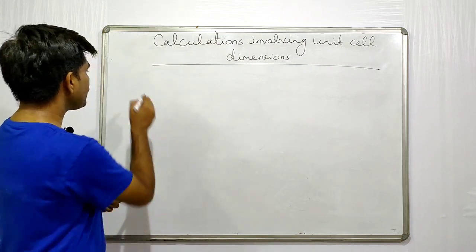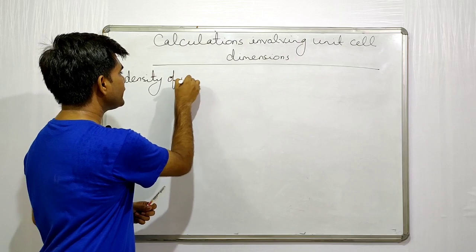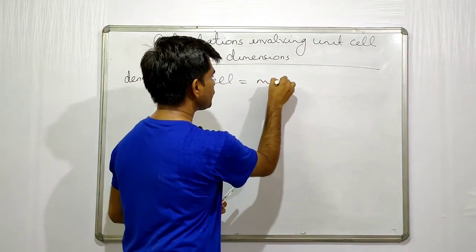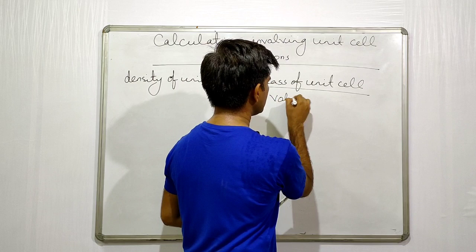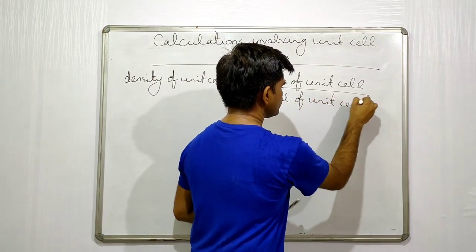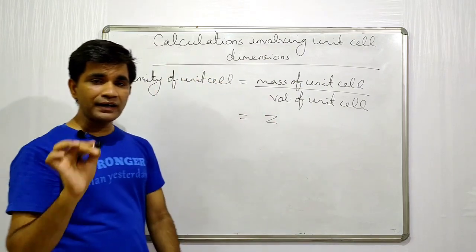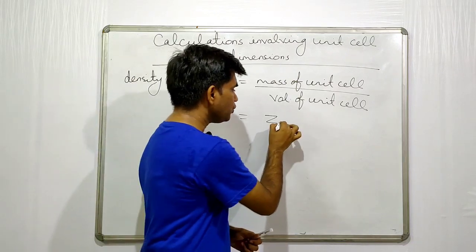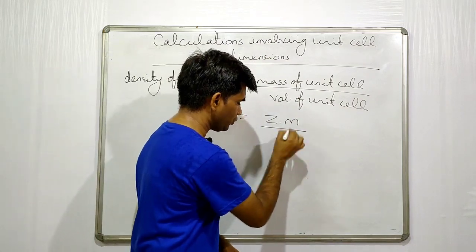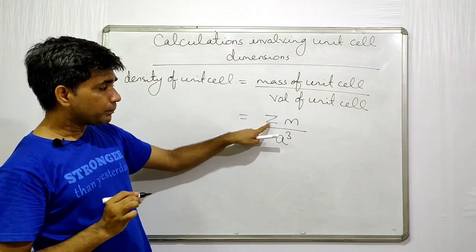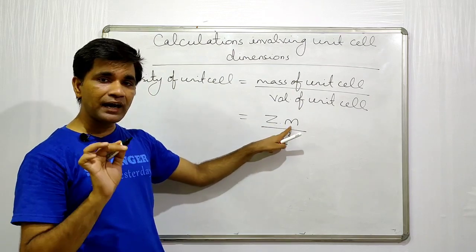As we know, density of a substance is equal to mass upon volume. In the same manner, density of unit cell is equal to mass of unit cell upon volume of unit cell. Mass of the unit cell is equal to number of particles present in the unit cell into mass of each particle. Volume of the unit cell is equal to a cube. Here Z is the number of particles or number of atoms present in the unit cell, and m is the mass of each atom.